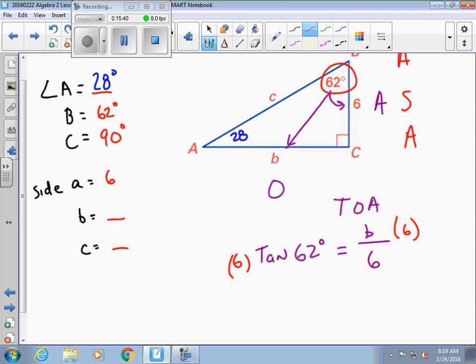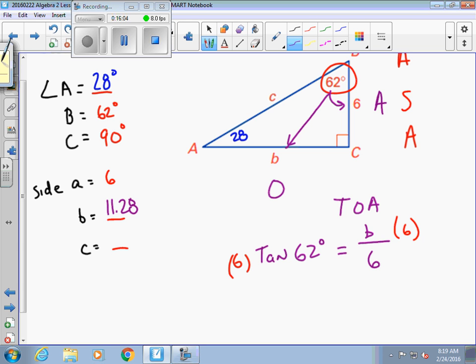And again, that's one of the first 3 trig functions. 6 tan 62. And when I do that, I get approximately 11.2843, and it keeps going. Again, without directions that tell you otherwise, round to the nearest hundredth. So I would get 11.28 for that one. So B's value then is 11.28.